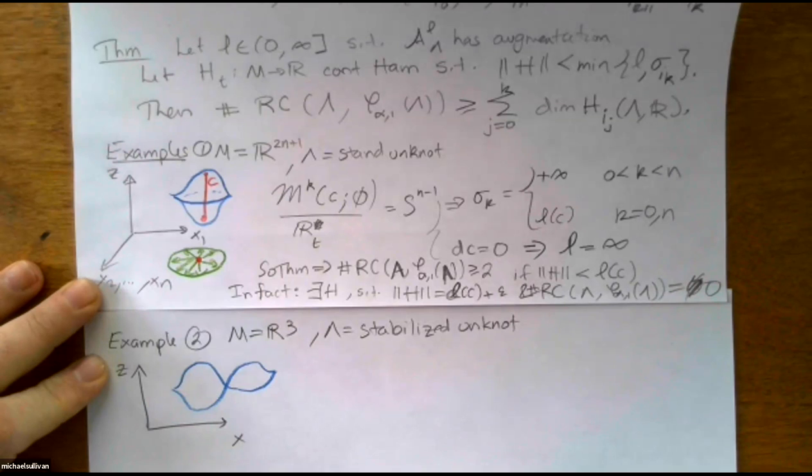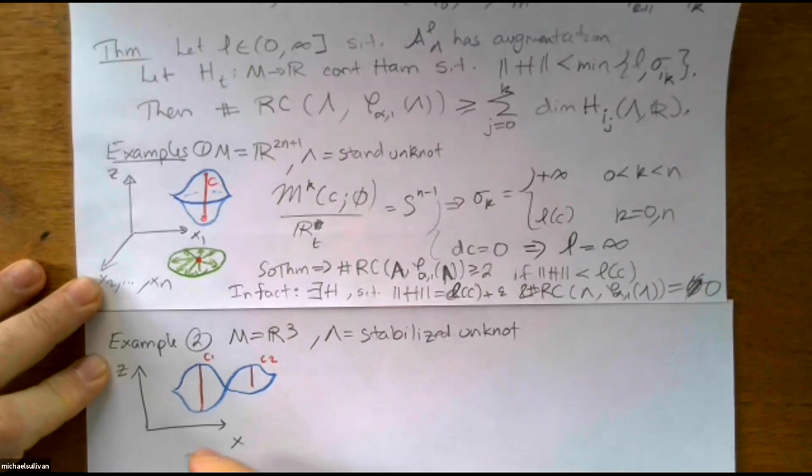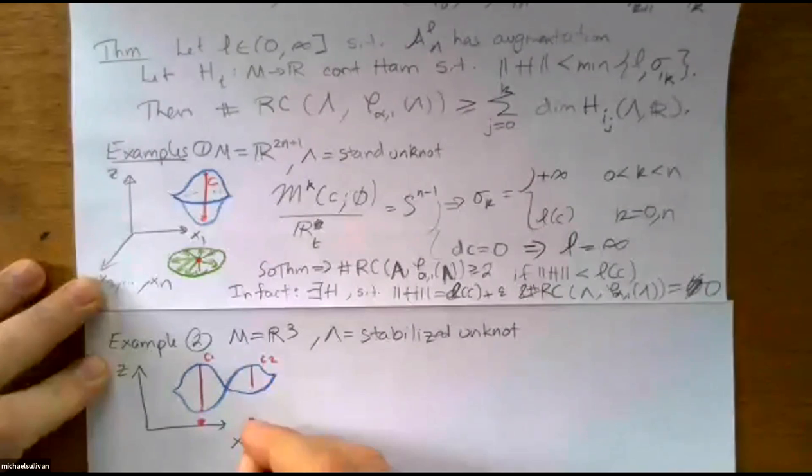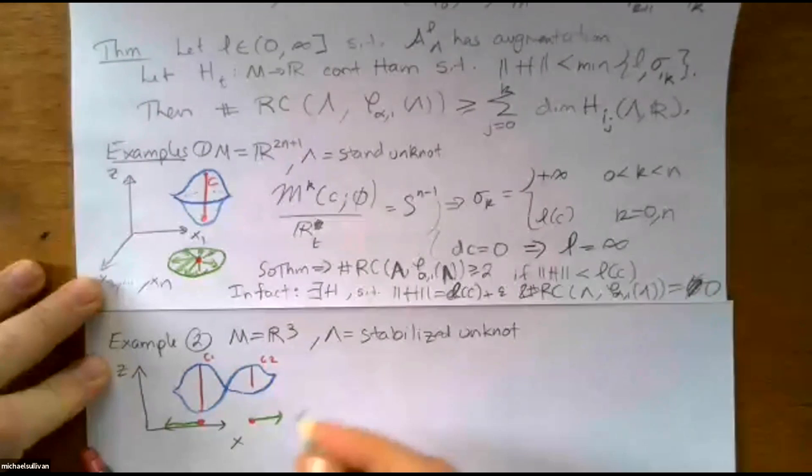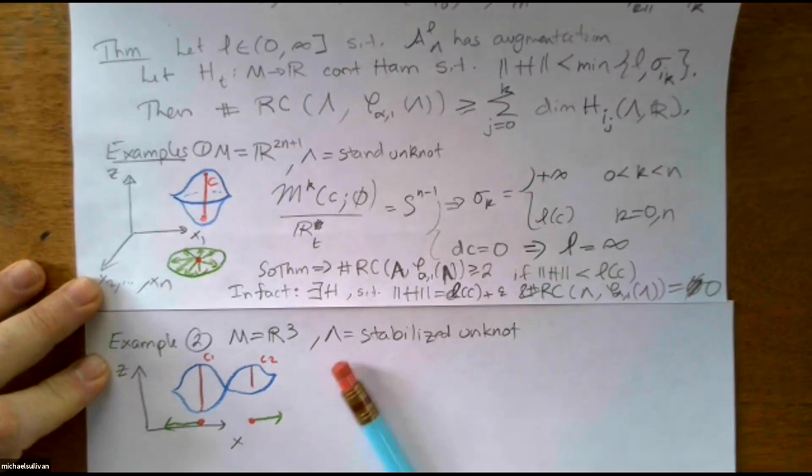And it doesn't have to be the same size. So I have two chords here. If you try to find the holomorphic curves in this case, you're going to have one going this way and one going that way. And so let's call this U1 and U2.